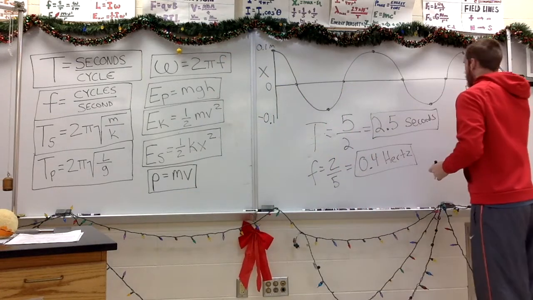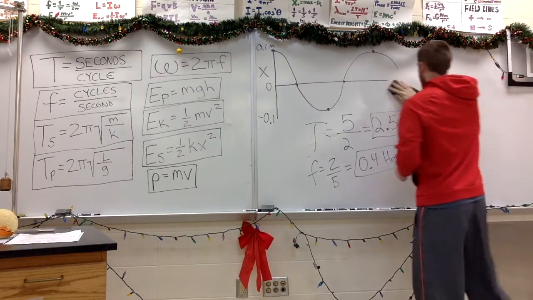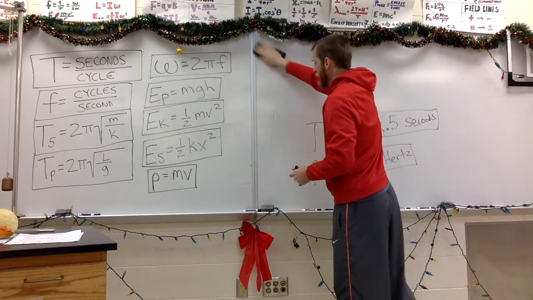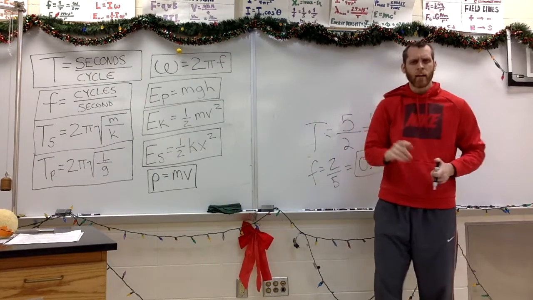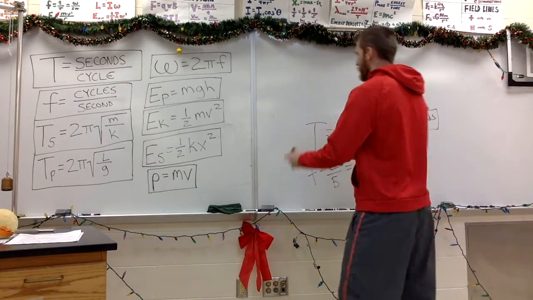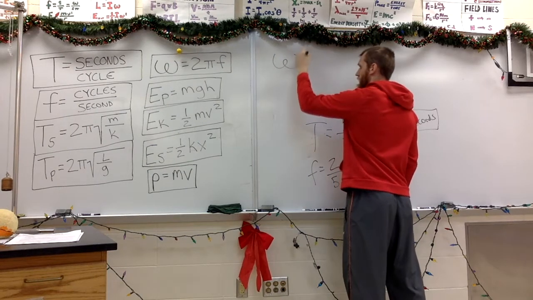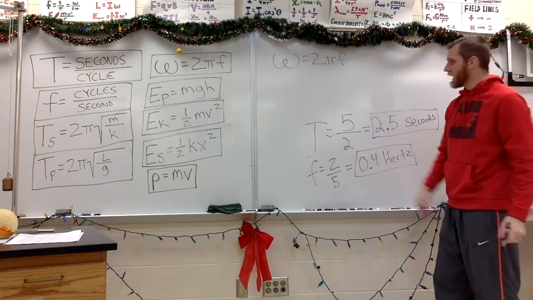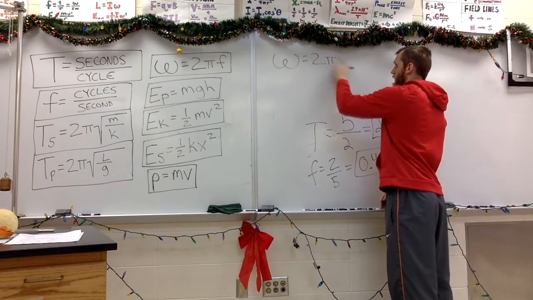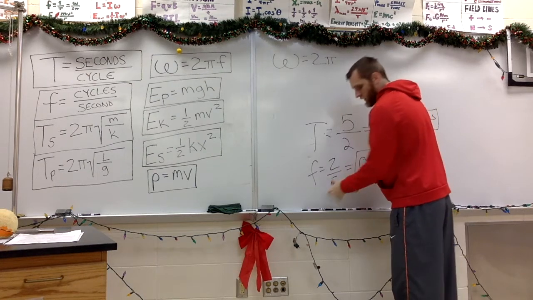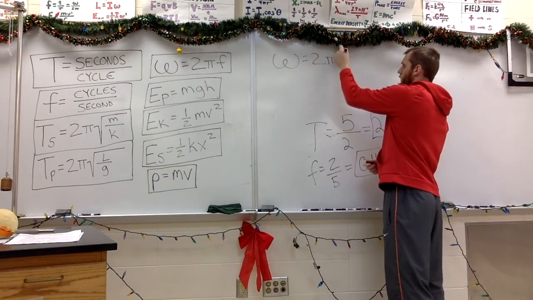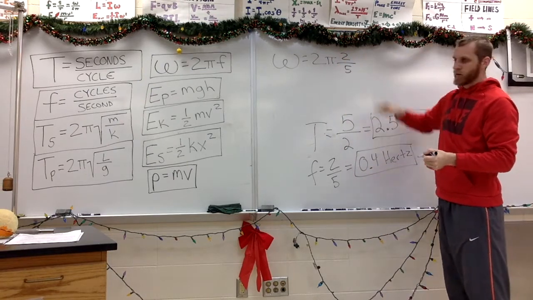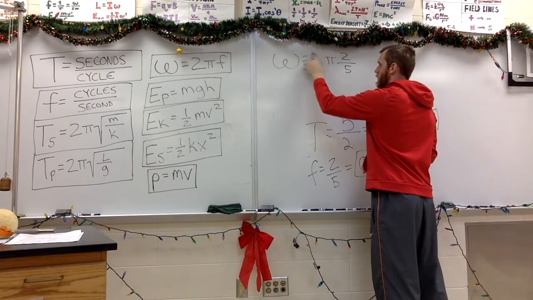I'm going to erase the graph here. And let's go with another calculation. Let's figure out the angular frequency. Angular frequency is radians per second. Now the equation for it is 2 pi times the frequency. Well, our frequency is 2 over 5, so I can replace f with 2 over 5. I'm going to use a darker marker. Darker marker, 2 over 5. And we can just basically say 2 pi times 2 over 5, or 4 over 5 pi.